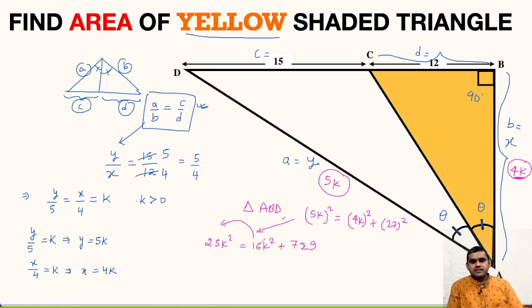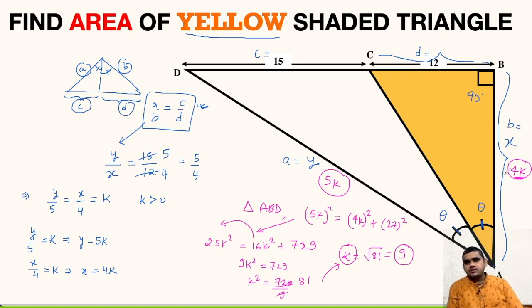Let us shift it here. So 25 minus 16 is 9, k squared is 729. So k squared will be 729 upon 9, which is 81. So k will be equal to the square root of 81. Since k is greater than 0, the value of k will be 9. So from here we can get the length of AB as 4 times 9, that is 36.